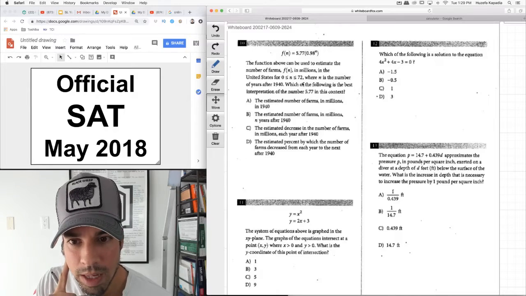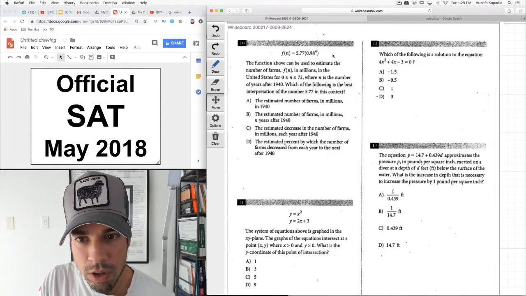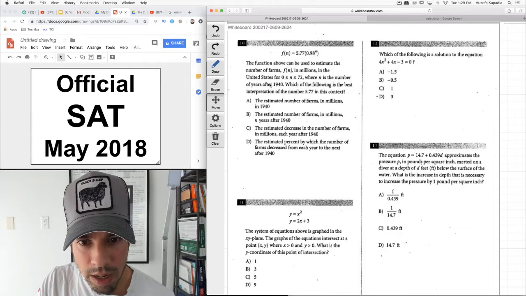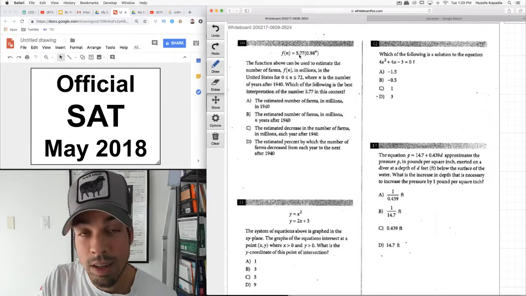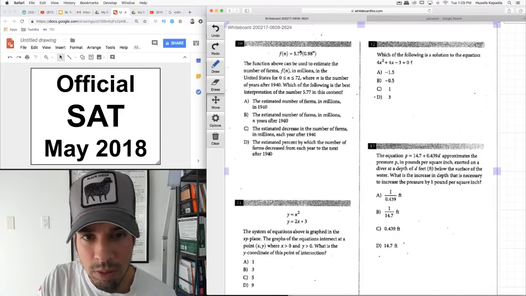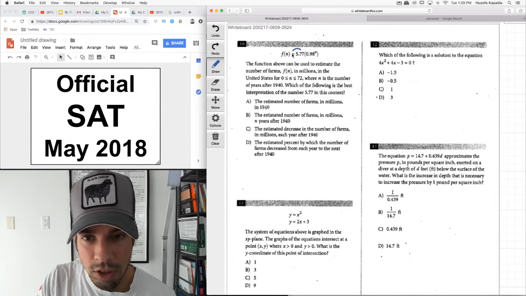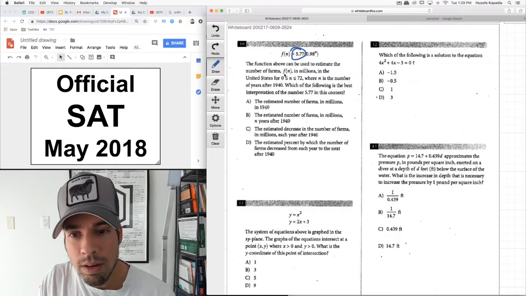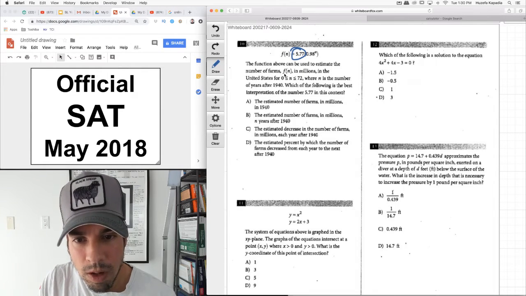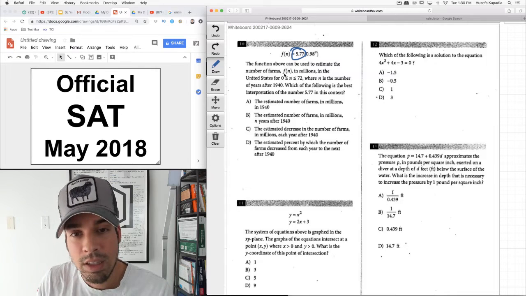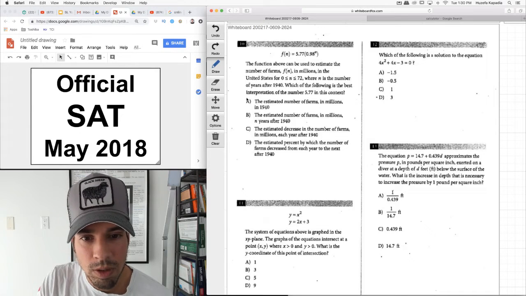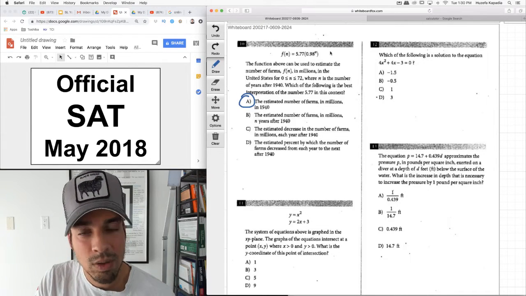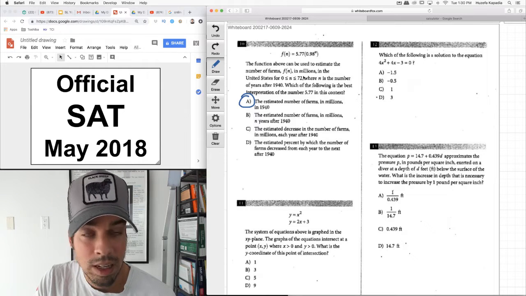The function can be used to estimate the number of farms. You see, this is a little hard to read, but that's an N there. In millions in the United States, where N is the number of years after 1940. Which of the following is the best interpretation? Okay, I can tell you right away, this is an exponential function. This constant out here is my starting point. It's my starting value. It's the number of farms in 1940. In millions. The estimated number of farms in millions in 1940. It's my starting point, and that's when n equals 0, and when n equals 0, it's 1940.